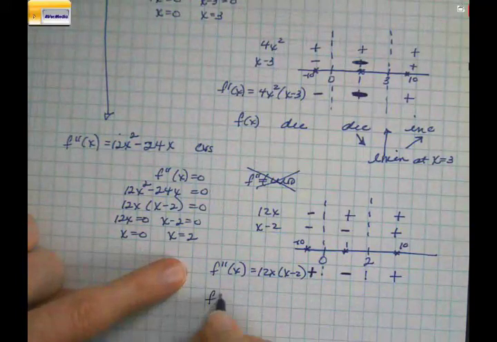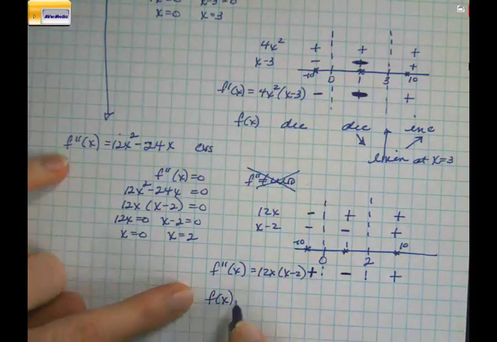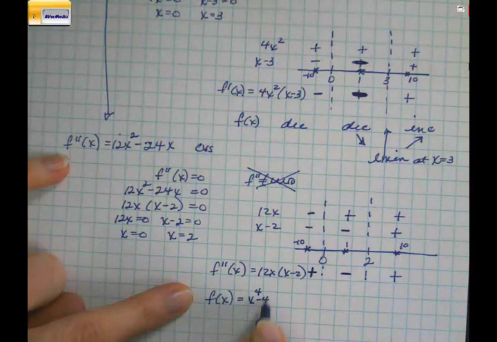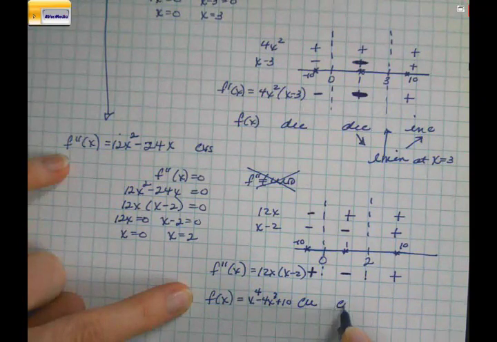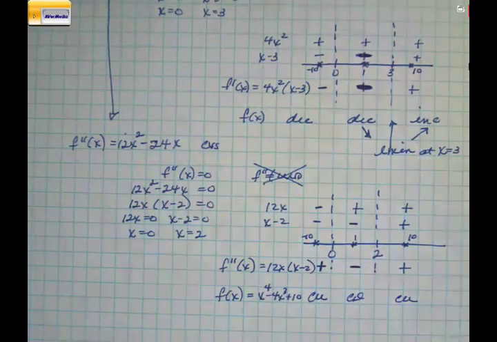The second derivative tells me that my original fourth degree polynomial, x to the fourth minus 4x cubed plus 10, going back to telling me about the original polynomial, it must be concave up, then concave down, then concave up again. Concave up to the left of 0, concave down between 0 and 2, and concave up between 2 and infinity.